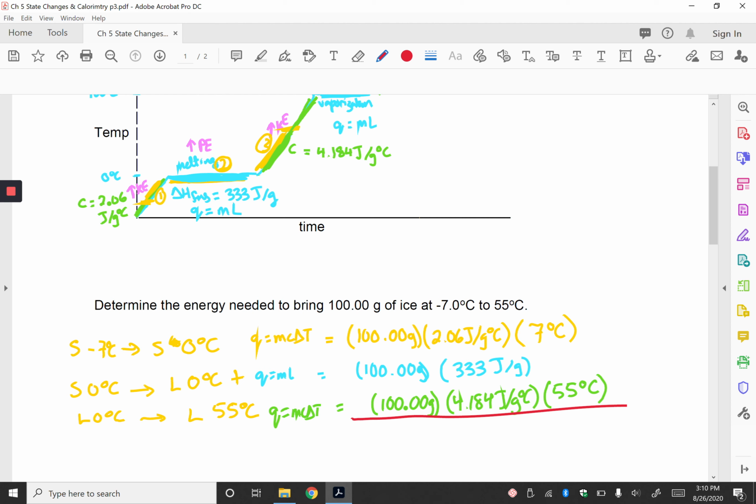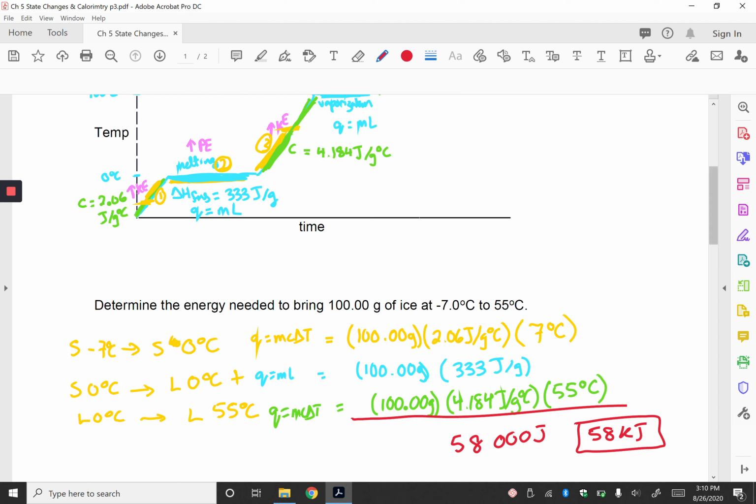So all together at the end, I think this one gives you 1,442 joules. This one gives you 33,300 joules, and this one gives you 23,012 joules. So all together, I got 58,000 joules, so 58 kilojoules.